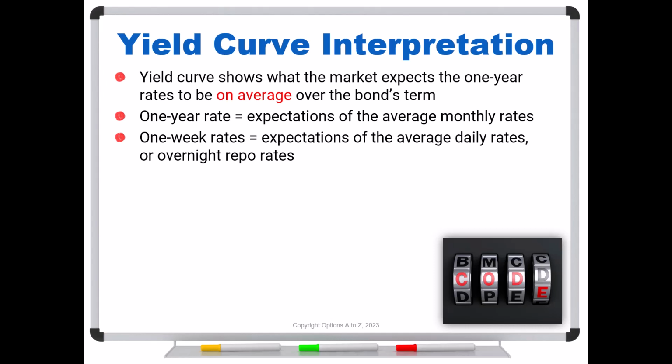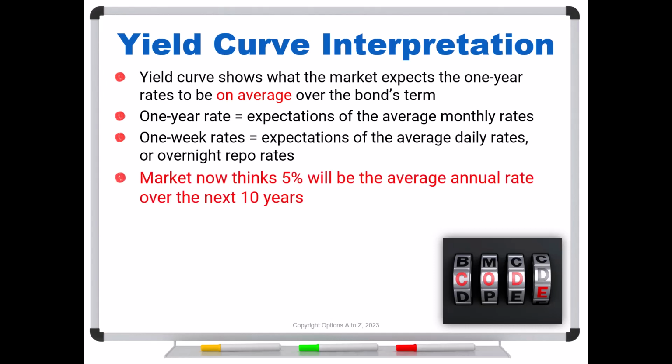So now that you have those insights, what does it mean when the 10-year bond now hit 5%? It means that the market now thinks 5% will be the average annual rate over the next 10 years.